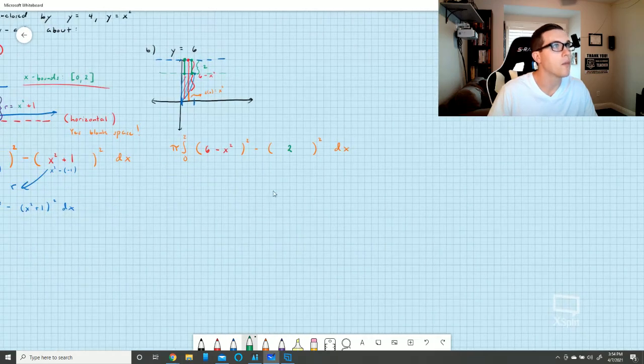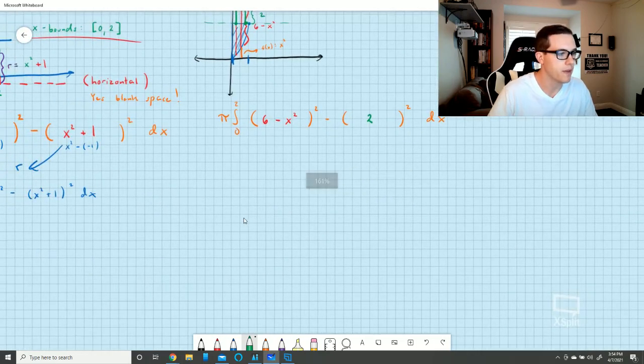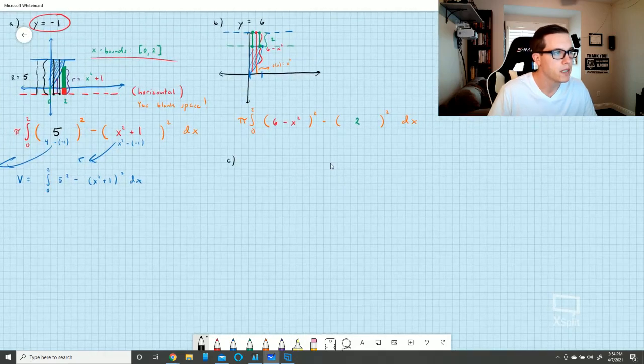If you want to see one more, may as well. We're hitting at 40, but that's fine. This is an intense lesson. Spend some time here. Okay, so part C says, let's rotate around the line y equals 4. So one last one. Let's see if you can think your way through this one.